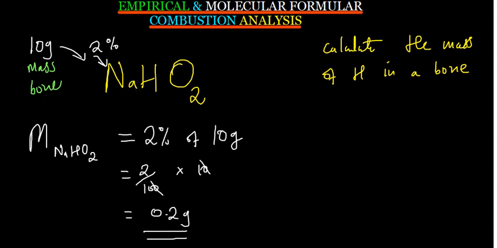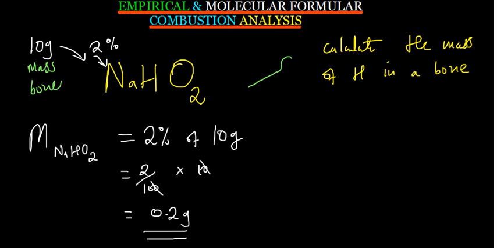Yes, Martha? I've got a question. Is the 10 only for the hydrogen or what? Which 10? The 10 that you've written, 2 over 100 multiplied by 10? This is the mass of a bone. The 10 is the mass of a bone. It's here. Oh, then you're trying to find the composition for the hydrogen.